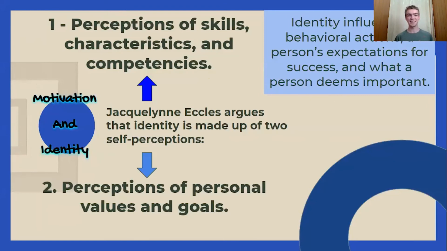So, motivation and identity. Jacqueline Eccles, I think that's how you say that, argues that identity is made up of two self-perceptions. The first one, she says, is perceptions of skills, characteristics, and competencies. So, abilities, who we are, and the things we're able to do. The second one, she said, was perceptions of personal values and goals. So what's important to us and what we want to achieve. So the textbook explained that identity influences our actions, as well as our expectations for success and what we think is important.